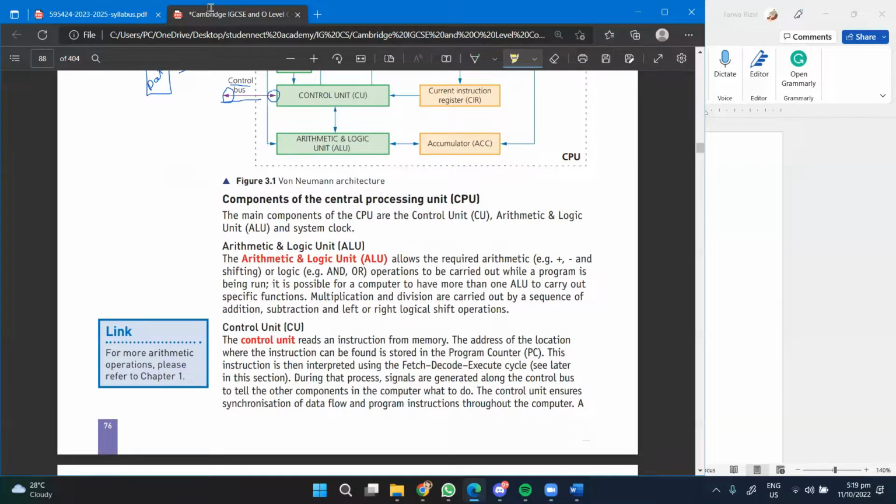Now, the arithmetic and logic unit allows the required arithmetic calculations such as add, minus, multiply, divide, shifting, or logic operations such as AND, OR, NOT, NAND, all of those operations to be carried out while a program is being run. It is possible for a computer to have more than one ALU to carry out specific functions, to perform your calculations and logical operations. Multiplication and division are carried out by a sequence of addition, subtraction, and left and right logical shifts.